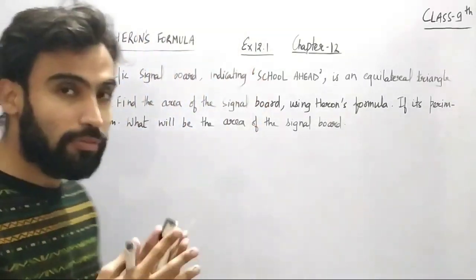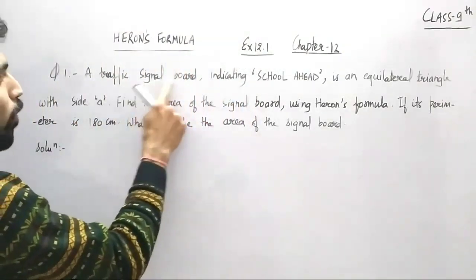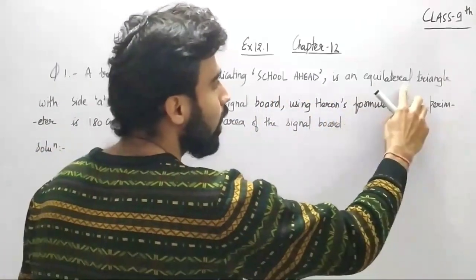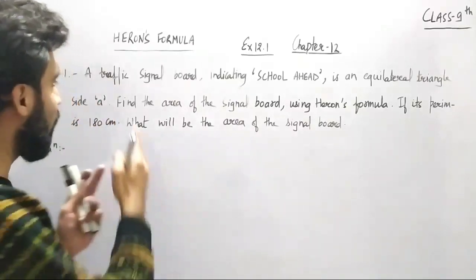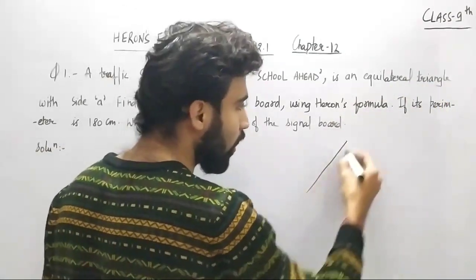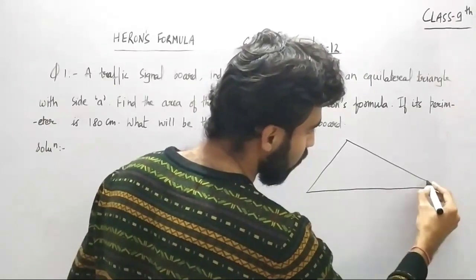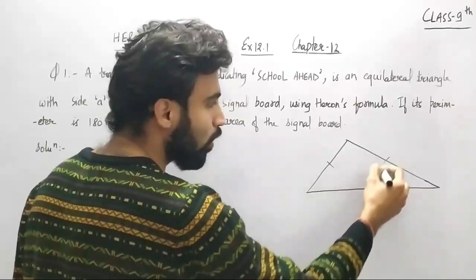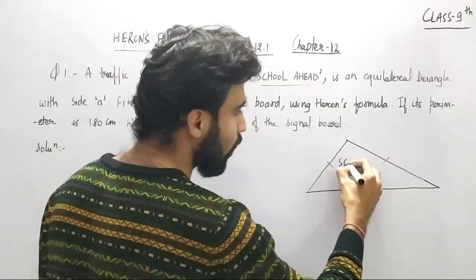You can see the first question of this exercise: a traffic signal board indicating school ahead is an equilateral triangle with side a, right? So here I'll first show you a diagram. You can see an equilateral triangle, right? On this equilateral triangle, we know that all the three sides are equal. It is written that school ahead. So let me just write that down.